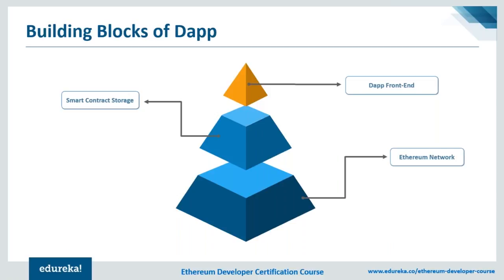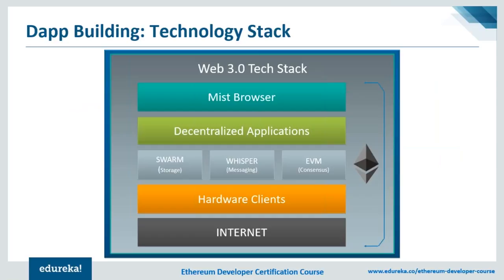A dApp is similar to the traditional web application that uses HTML, CSS, and JavaScript to render a page. But instead of using an API to connect to a database, the smart contract is the bridge that connects to the blockchain. Now, as you guys can see, the image does illustrate that smart contracts are playing the role of the API connector to the blockchain.